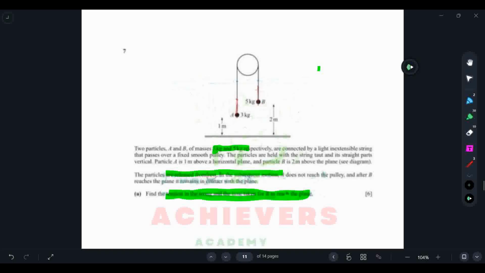The particles are held with the string taut. Now this is a very important word. It means that there is a tension, and we know that the direction of the tension will always be away from the point of observation. So this will be the tension, and this will also be the same tension, and its direction will be away from the point of observation, and weight is acting downward. Now here the weight is acting downward, which will be 30, the weight will be equal to 30. And for this one, the weight will be acting downward, and it will be equal to 50.